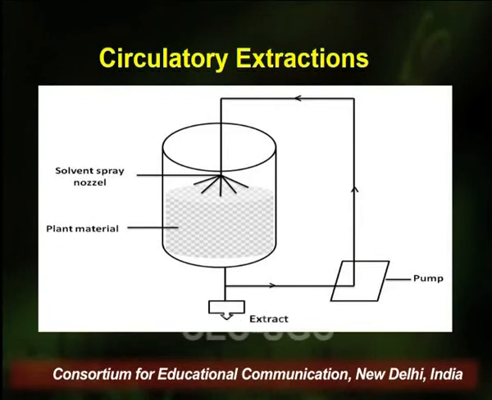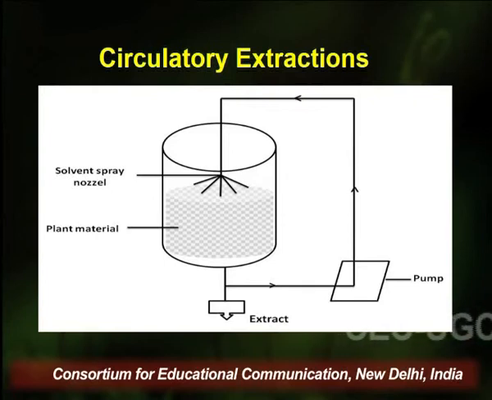Now as I told you, tons of material are extracted in industry in comparison to 1 or 2 kg of the drug material at the laboratory level. So if we require say 20 liters of the solvent to extract 1 kg of drug, we may require 100 liters of the solvent to extract tons of the drug material. So the cost of the solvent will increase tremendously. In order to decrease that cost, in the circulatory extraction we recycle the solvent with the help of a pump.